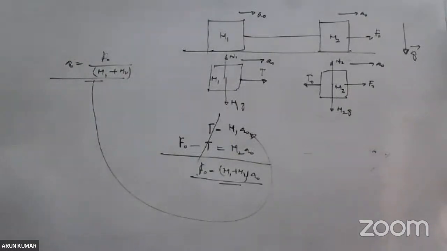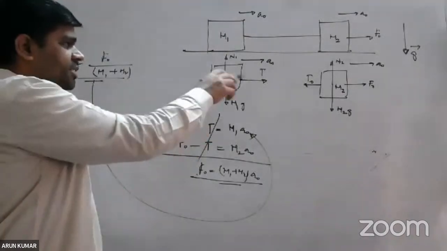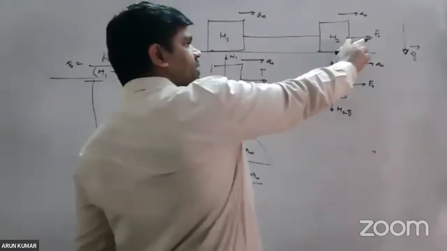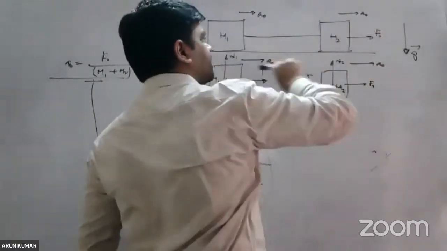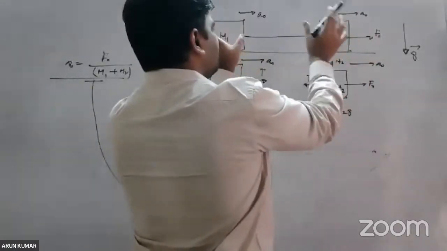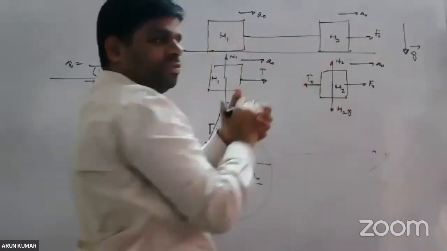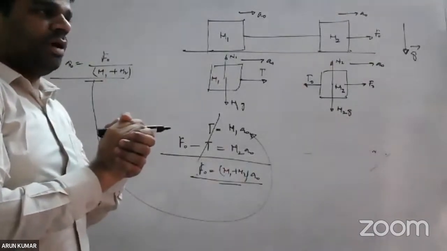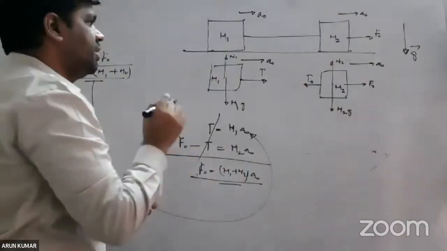Now look, to get the acceleration I need not write this FBD and get the equations cancelled. All I have to do is take the net external force, F naught, divided by the total mass. Because these two blocks are moving together, I treat this as one block of mass M1 plus M2. Have you understood? Yes, sir. Alright.